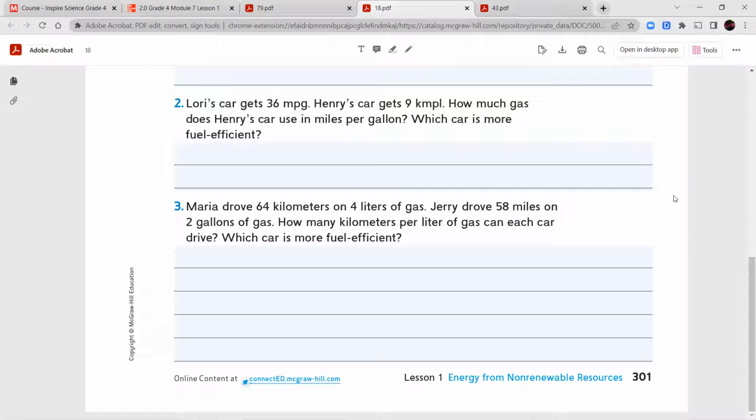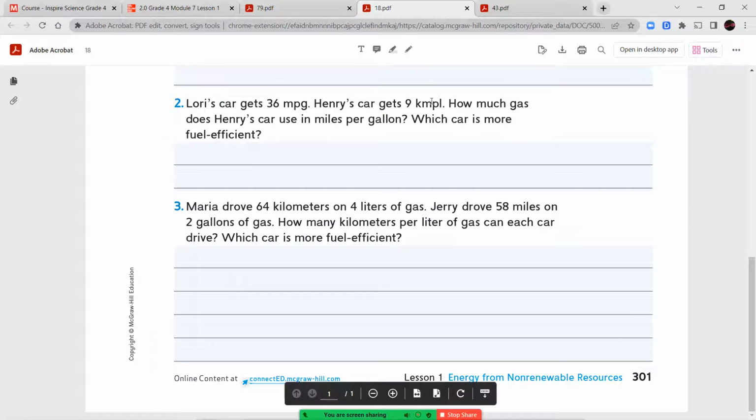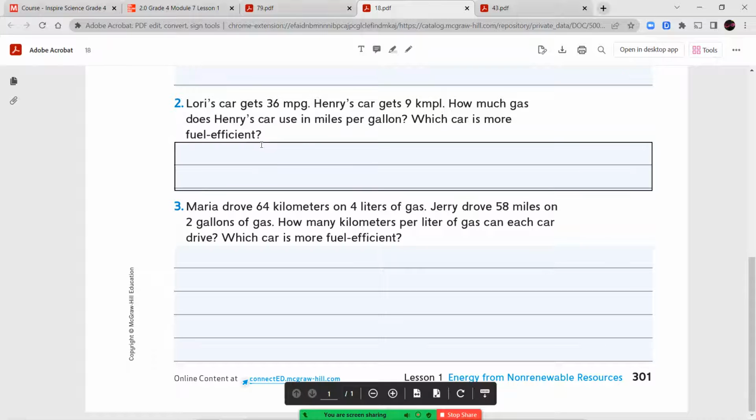So first, what you need to do is convert this to miles per gallon, and then you'll be able to compare the 36 miles per gallon of Lori's car to whatever the 9 kilometers per liter converts to on Henry's car. And then you can do the comparison, decide which one is more fuel efficient.